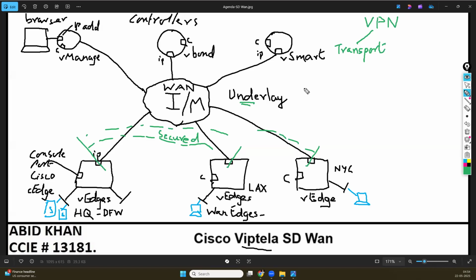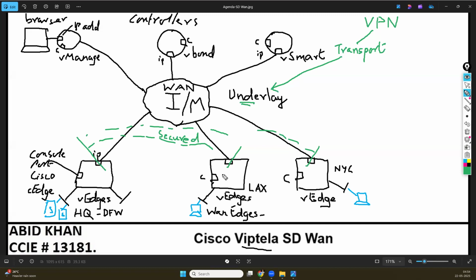Transport VPN. And this transport VPN is nothing but the underlay. So initially, we will just assign an IP address. This IP address will be available on the internet. So they are reachable on the internet, which means normally all will have a public IP. They can be private also, depends.